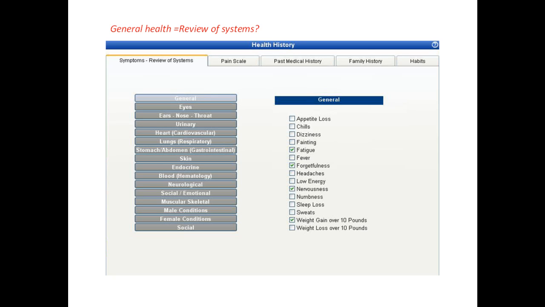In a complete review of systems, the patient is prompted to enter the symptoms that are present in the various systems of the body. A complete review of systems totally covers general health regardless of the way it is defined by Medicare.